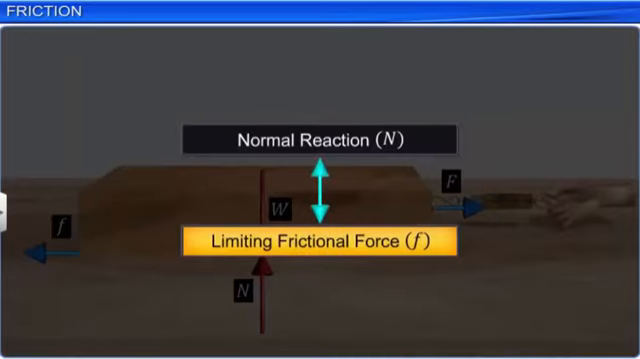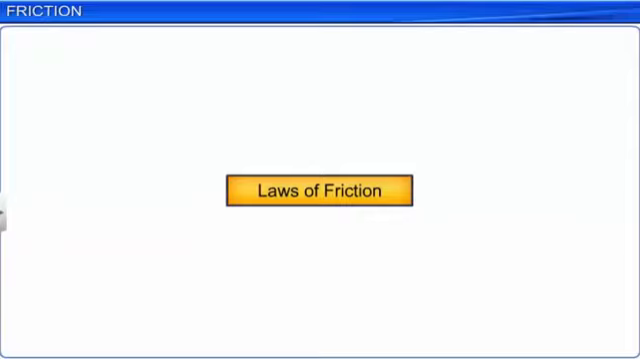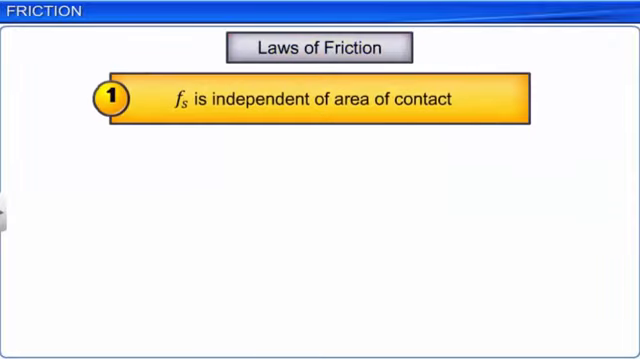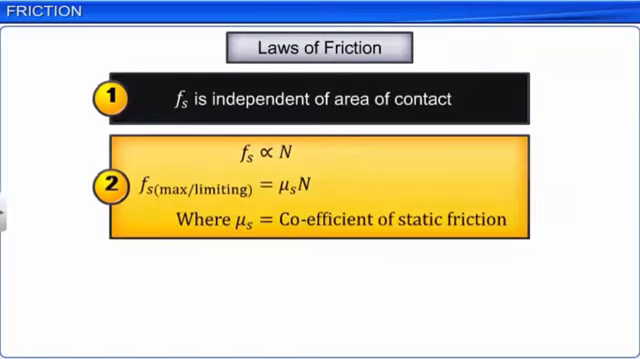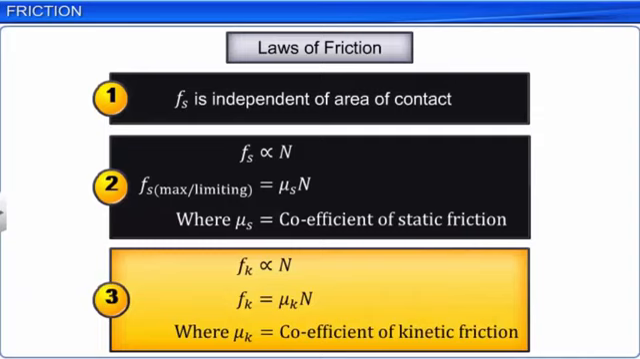These empirical relationships are also known as the laws of friction. They are: static limiting friction is independent of area of contact. Static friction is proportional to normal reaction. It is equal to the product of mu s and N, where mu s is the coefficient of static friction. Kinetic friction is proportional to normal reaction. It is equal to the product of mu k and N, where mu k is the coefficient of kinetic friction.